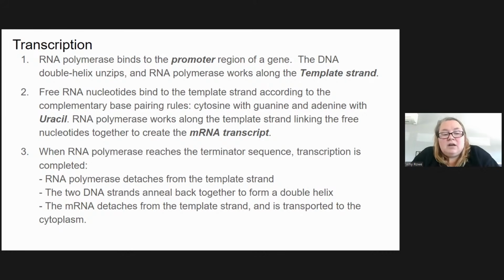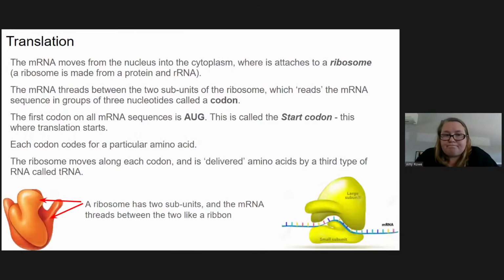When RNA polymerase reaches the terminator sequence, transcription is completed, so RNA polymerase will then detach from the template strand. The two DNA strands will then bond back together, or anneal, into their double helix shape, and the mRNA strand will detach from the template and is then transported out through a nuclear pore into the cytoplasm. Once in the cytoplasm, the mRNA will move to and attach to a ribosome, which is an organelle made from protein and ribosomal RNA. It's found in the cytoplasm, and it is our site of translation.